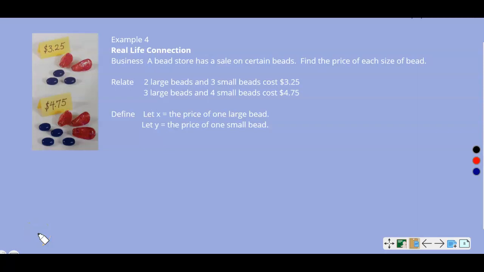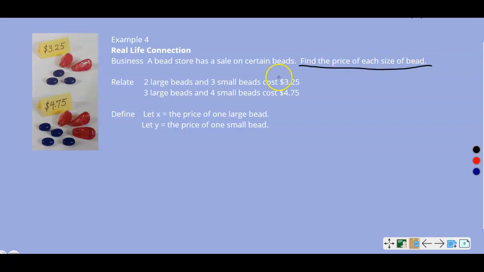Matrices and systems of linear equations, part 2. All right, this is example 4. It says a bead store has a sale on certain beads. Find the price of each size of bead. All right, so that's the question.